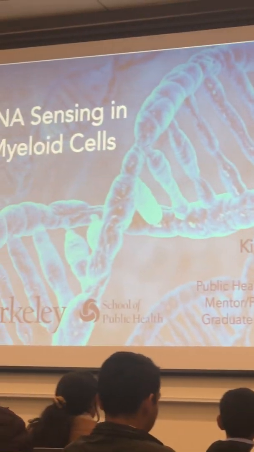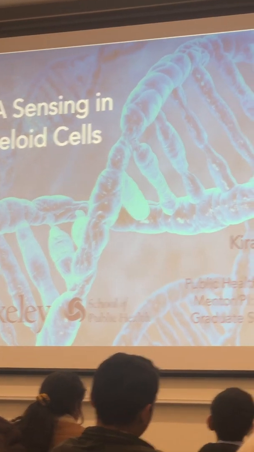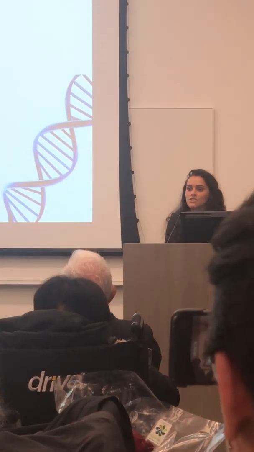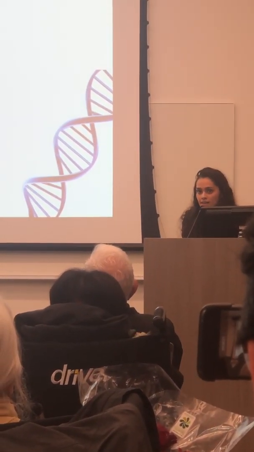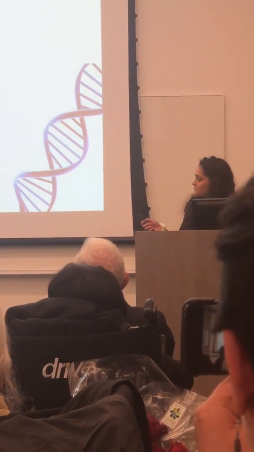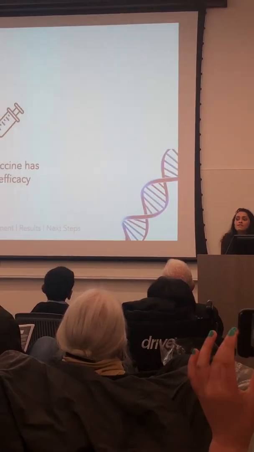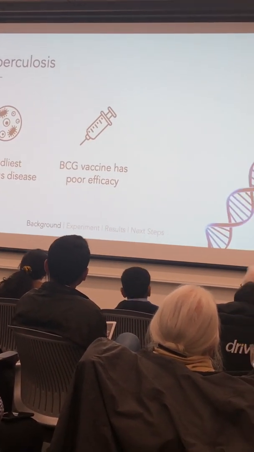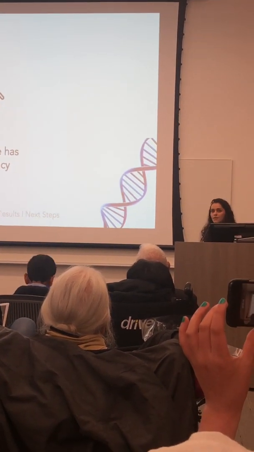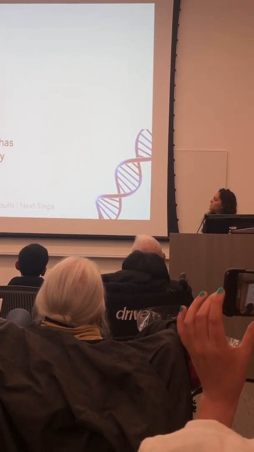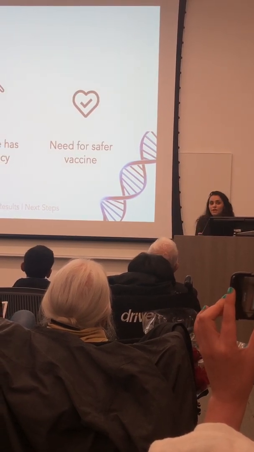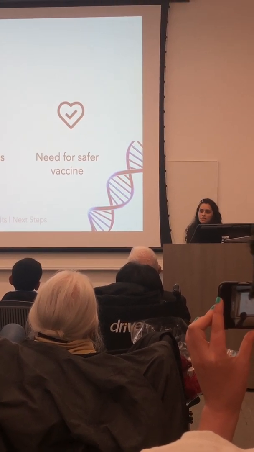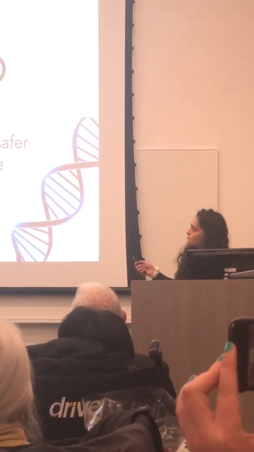So yeah, I'm going to talk about DNA sensing of myeloid cells and how that relates to tuberculosis. Just for some background, TB is the most deadly infectious agent worldwide, and on top of that is the leading cause of death for HIV-positive individuals. The current BCG vaccine has extremely poor efficacy, and as a live attenuated vaccine, meaning it contains a live but weakened bacteria, it cannot be administered to immunocompromised individuals such as HIV-positive people. So there's a current need, obviously, for a much safer vaccine, specifically a protein subunit vaccine to be administered to provide immunity across the world.